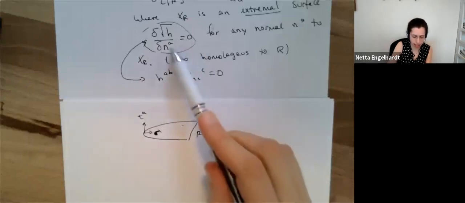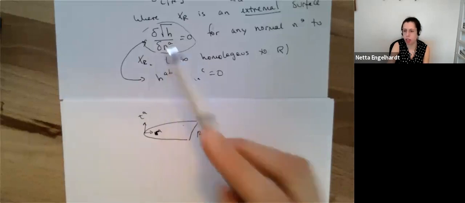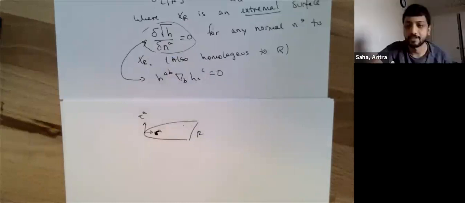And so this n here is not a special vector anymore. It's just anything that's normal to the surface. That's kind of how you make this covariant, to promote n from being the normal one on a static slice to being any normal in the spacetime. Does that answer your question? Yes, yeah, I see it now.